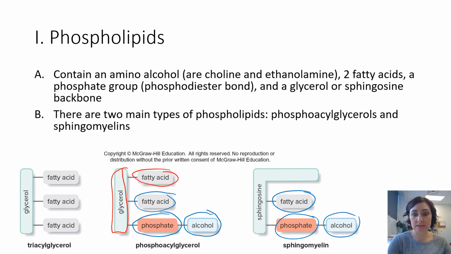Sphingomyelins are going to be a little different. Their backbone is made of sphingosine, and they only have one fatty acid. And so on the next slide, we'll look at the actual structure of them, what to look for when trying to see the difference between phosphoacylglycerols and sphingomyelins.